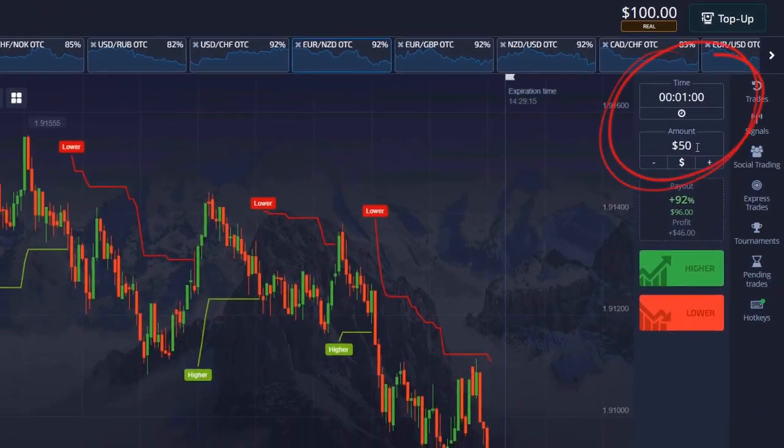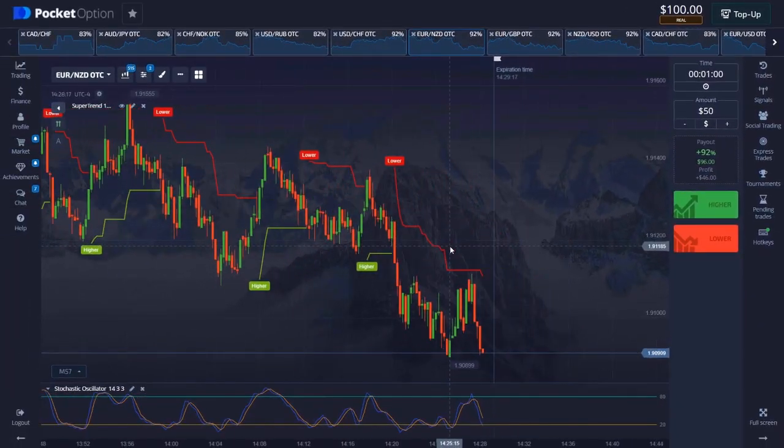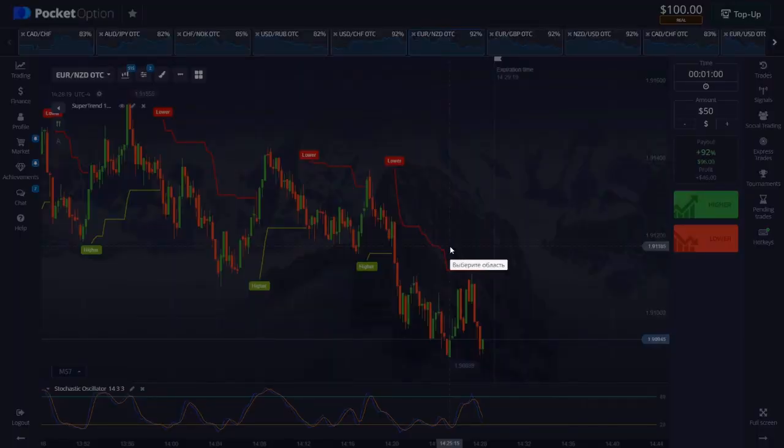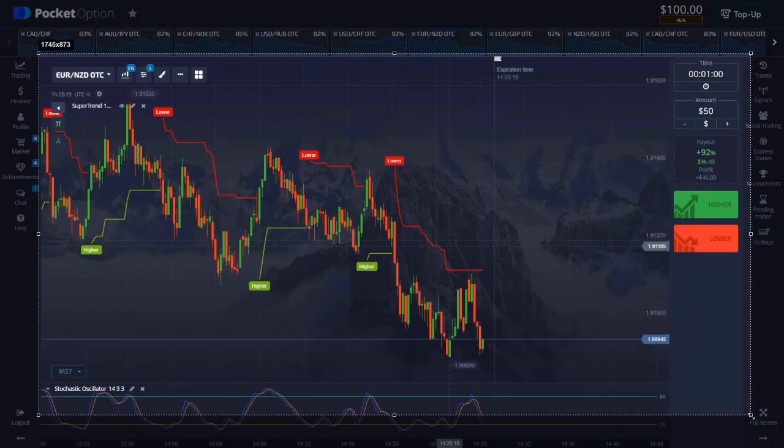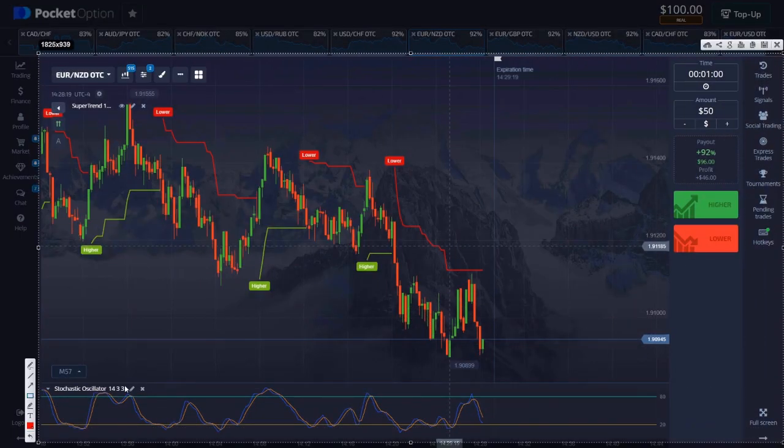Look, we have set all the necessary tools and indicators ourselves, set the time and set the transaction amount. Let's work with this asset and open our first trade on it. Look, we have a stochastic here.